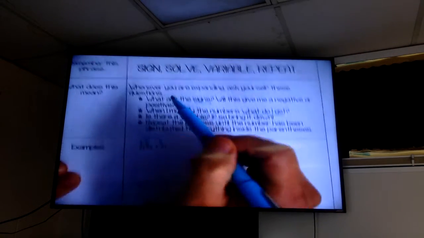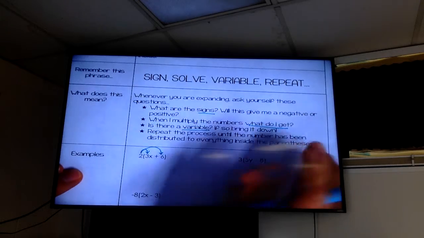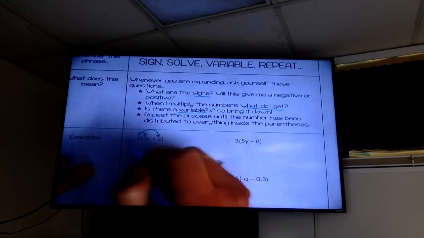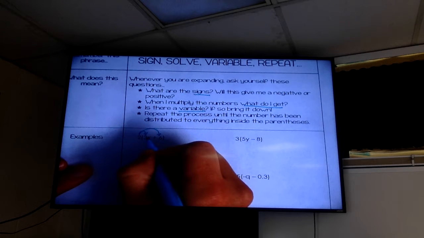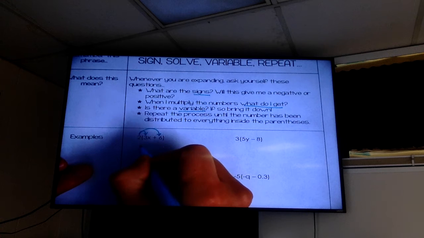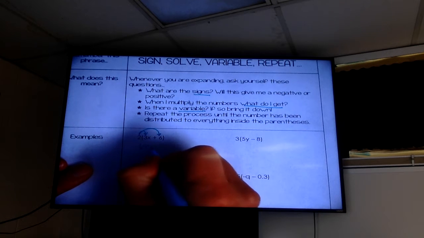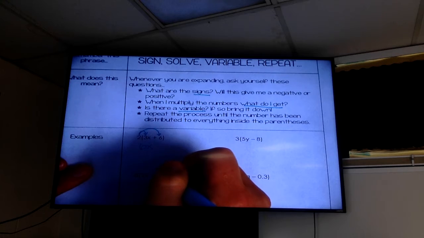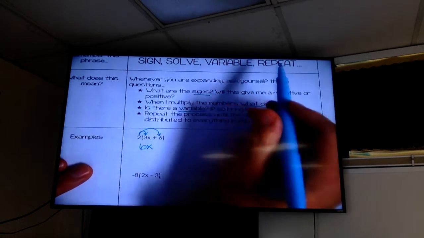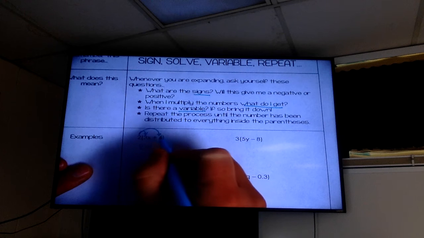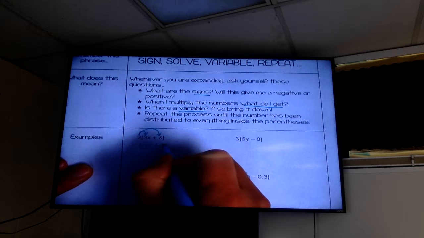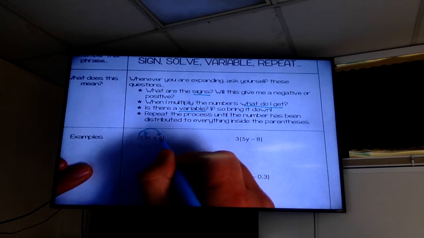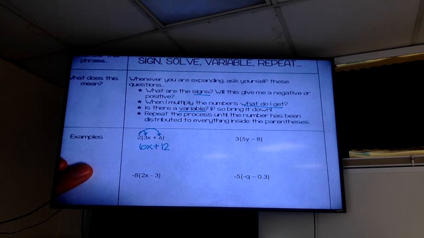And I was taught to draw arrows, so I'm going to teach you to do the same. So I'm going to use that saying, sign, solve, variable, repeat, so you understand what that means. Now this one's easy because everything's positive, but what I would say is, okay, a positive times a positive is a positive. 2 times 3 is 6. My variable, I bring it down, and then I repeat my process. So that's sign, solve, variable, repeat. Okay, so my sign, positive times positive is positive. Solve, 2 times 6 is 12. Variable, there isn't one, so I'm done, and here's my answer.